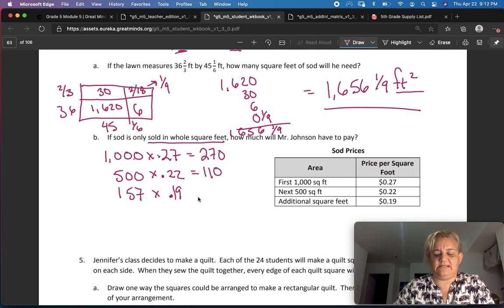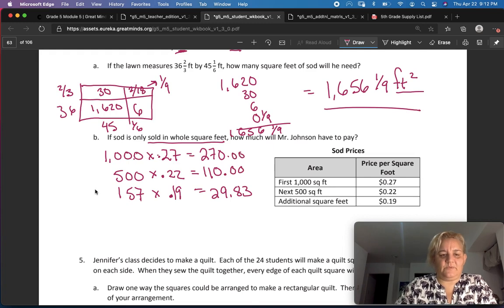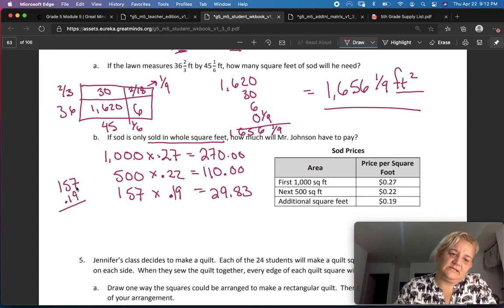157 times 19 cents is $29.83. And if you don't remember how to do that, and I'll put the cents here too, let's do it together, okay? 157 times 19 cents. 9 times 7 is 63. Carry the 6. 9 times 5 is 45 plus 6.